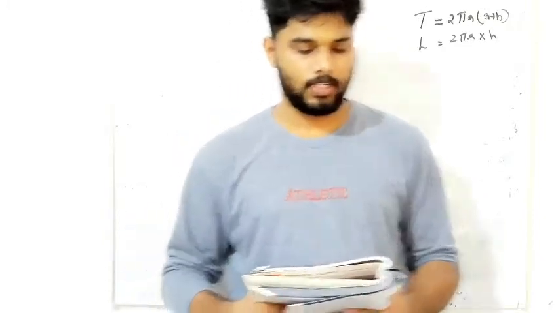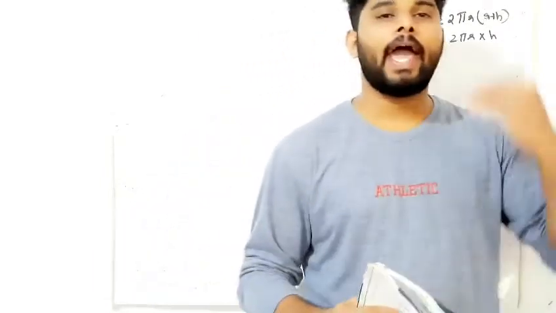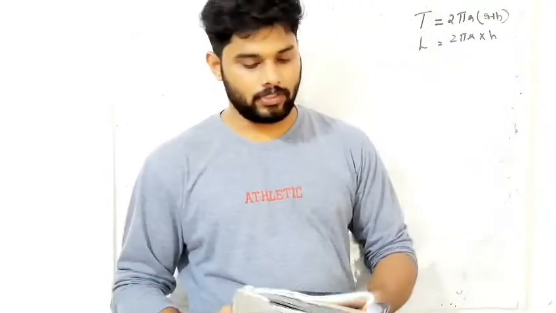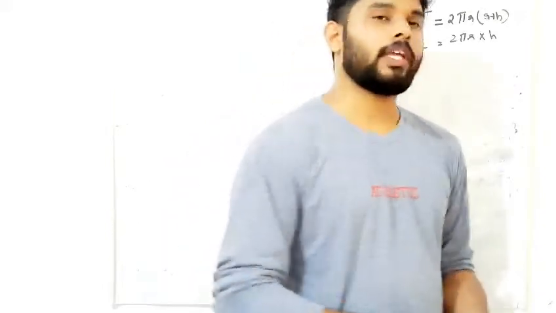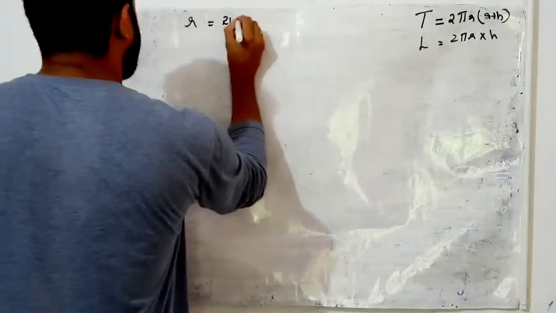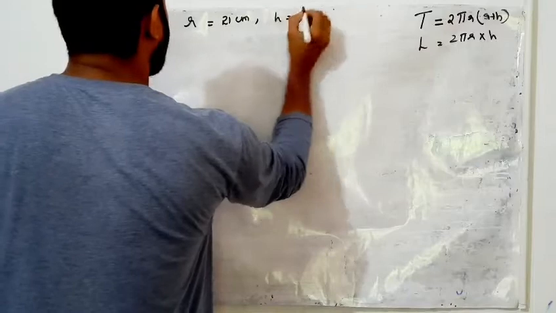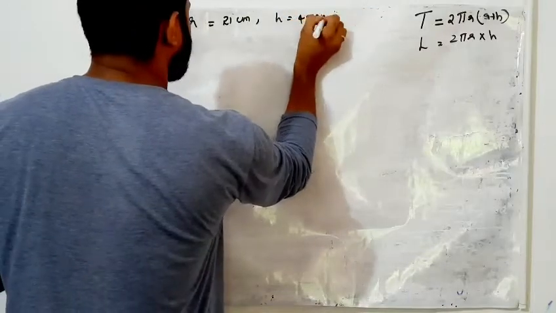Now, question number 2. The question is, find the lateral surface area and the total surface area of the following cylinders. Okay, we have to find out the lateral surface area and total surface area of the cylinders. Okay, so it's already given. What is given here? Radius is 21 centimeter, and height is 45 centimeter.